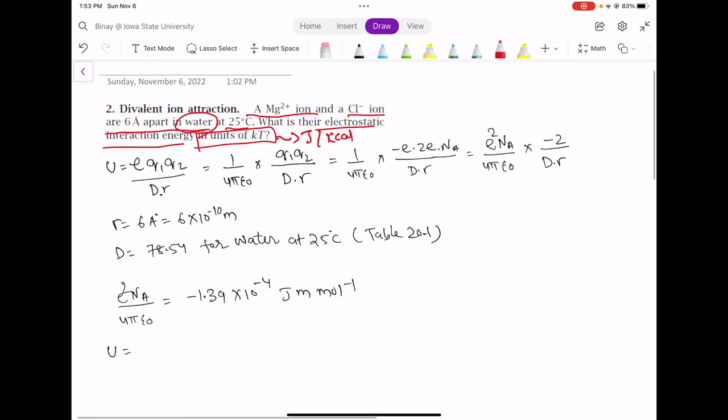We have to calculate the interaction between a divalent ion, that means two protons from the divalent magnesium, and one electron from the chlorine ion. So we need to calculate the energy between these two things. I already wrote the formula to calculate U. U is the Coulomb energy, Q1 Q2 over D into R.